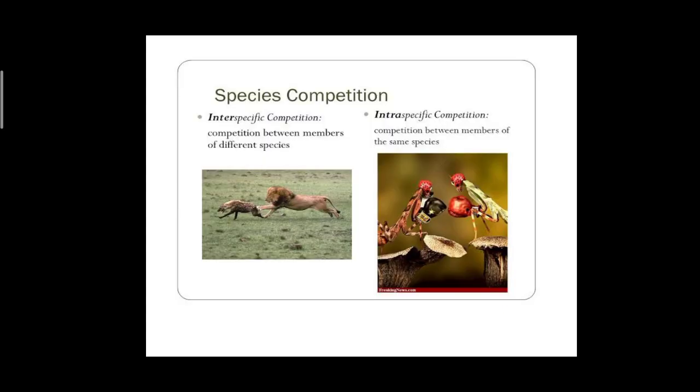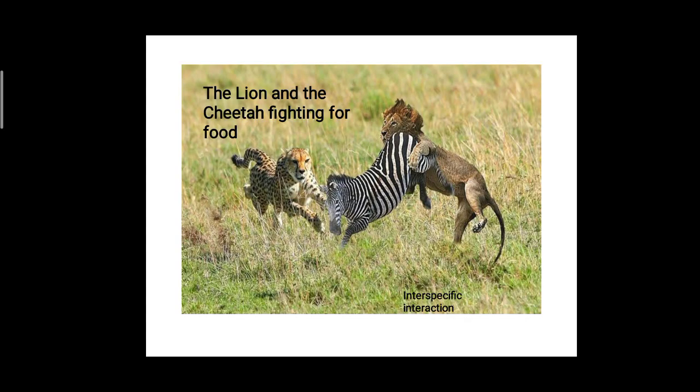So, we have two different types of species competition. We have interspecific competition, wherein competition exists between members of different species. Magkaibang species yung involved. Samantalang sa intraspecific competition, competition between members of the same species. Nag-aaway sila sa iisang resources, yung dalawang magkaparehong species.